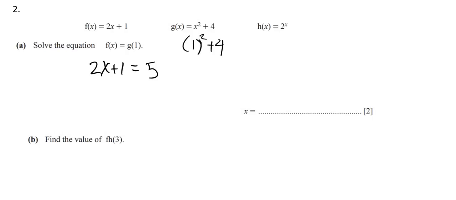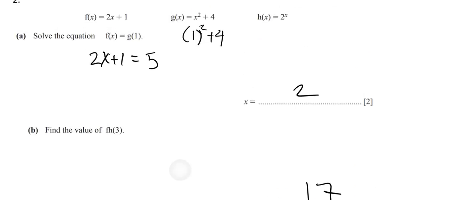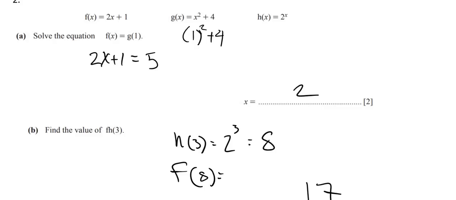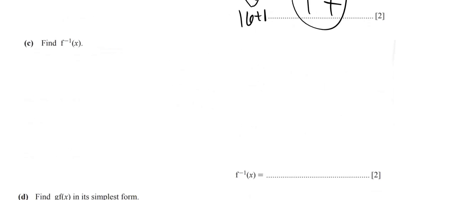And so in this case, x equals 2. Very simple problem. B ended up being 17. If we do f of h of 3, well, h of 3 equals 2 to the 3rd power, which equals 8. And then f of 8 equals 2 times 8 plus 1, which is 16 plus 1, giving us the 17.